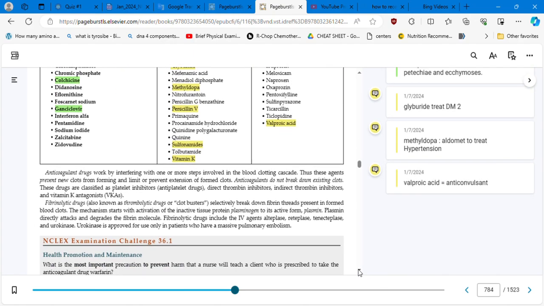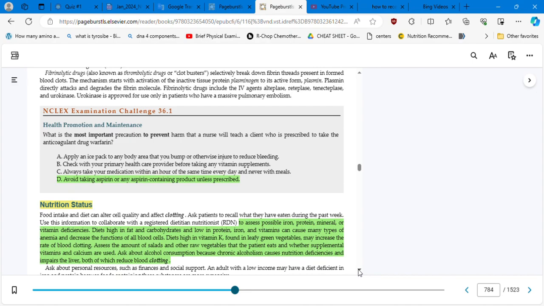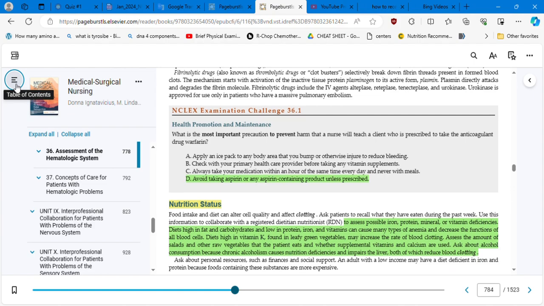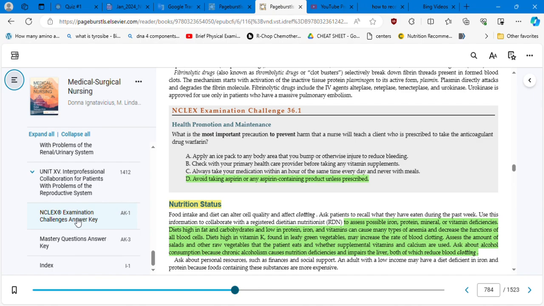Okay, very good. So you have your NCLEX examination challenge 36.1. I want you to pay attention to these questions. For example, you can see that the answer is already there. If you don't know the answers, you go here in your electronic books and go all the way down, and you find the NCLEX examination challenges answer key, and you can figure out the answer. The same thing for the mastery question answer key. The mastery questions are at the end of every chapter.